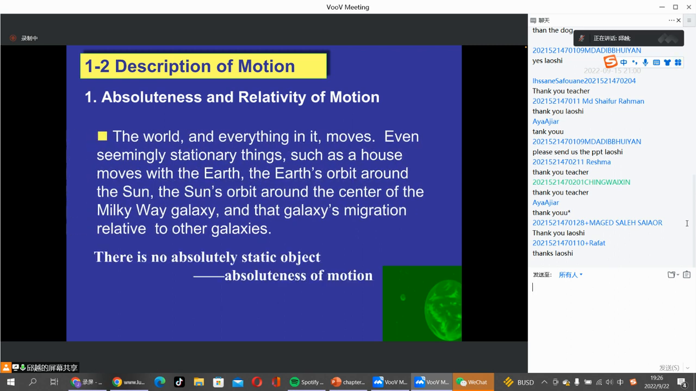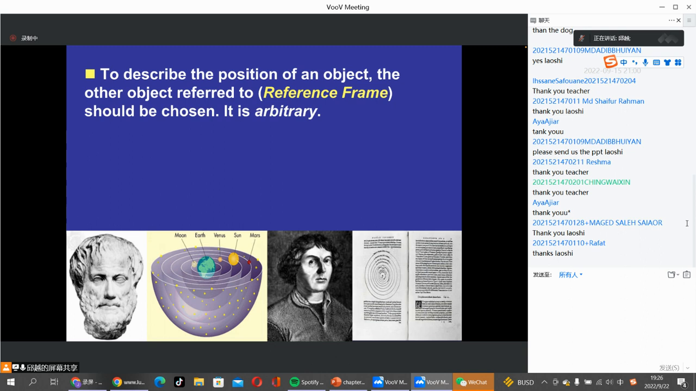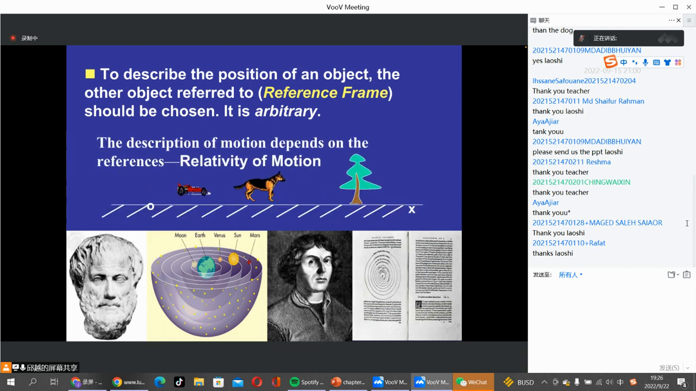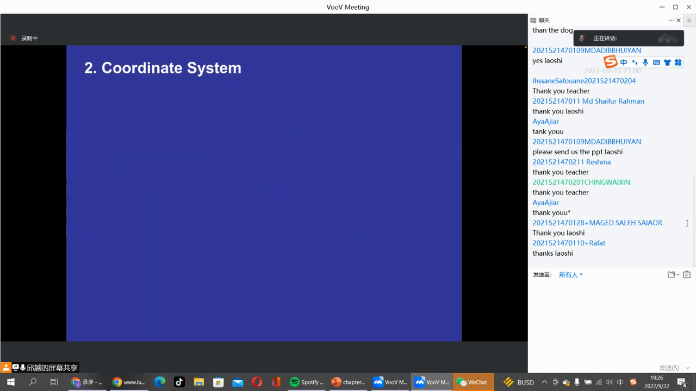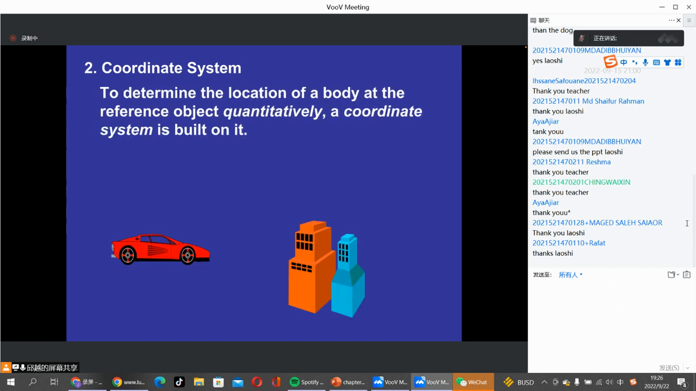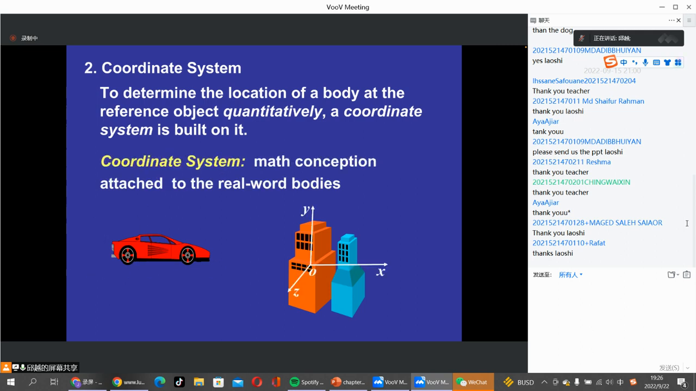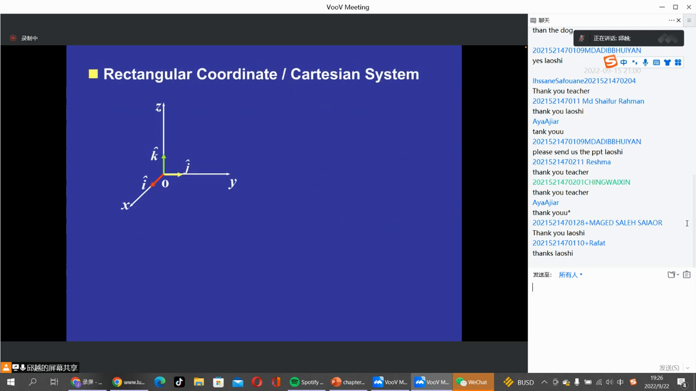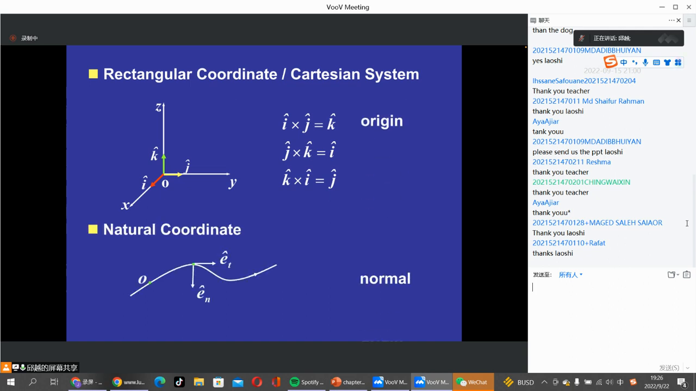And then we learned absoluteness and the relativity of motion. And we introduced the coordinate systems. And then we introduced two kinds of coordinate systems. The first kind is the Cartesian system, and the second is natural coordinate system.